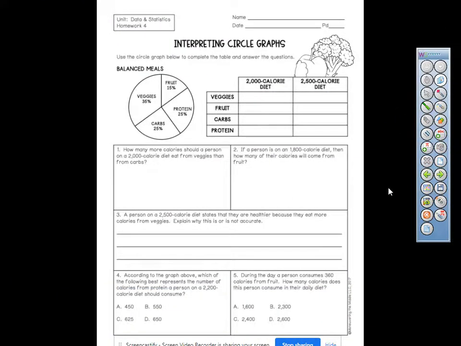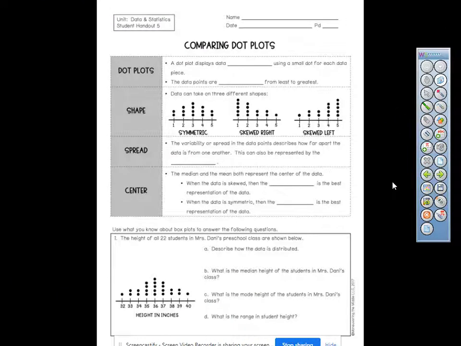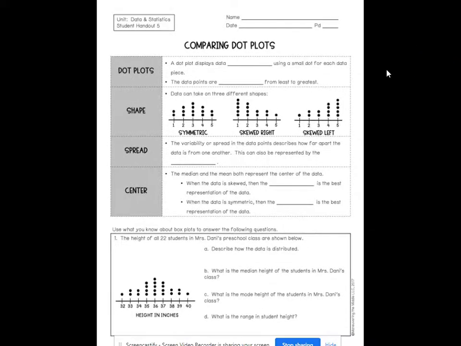In the essence of time, we're going to move on to the next page. So go ahead and turn. We're going to talk about dot plots and box and whisker plots today. Good? A dot plot displays categorical data.